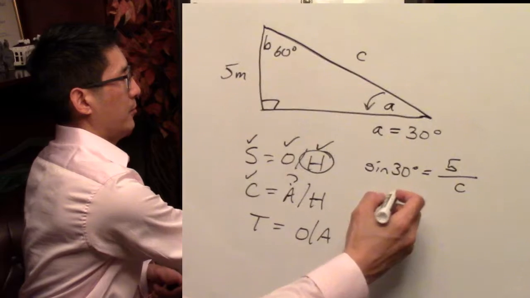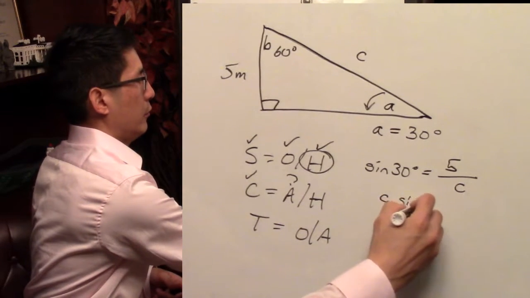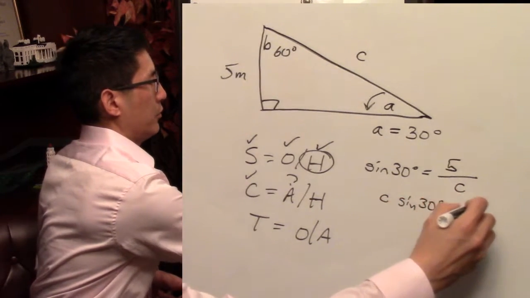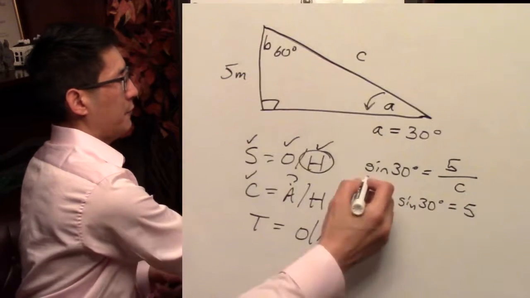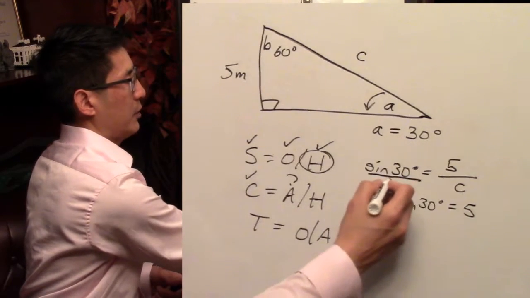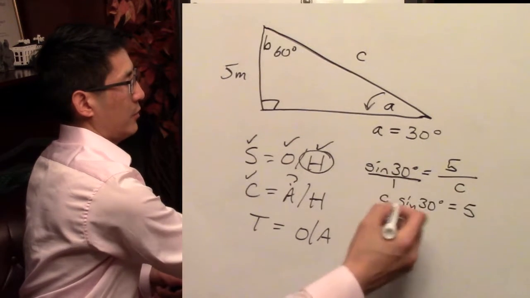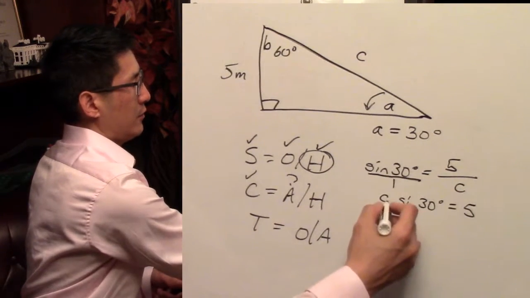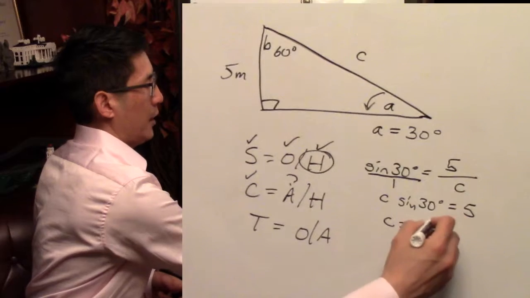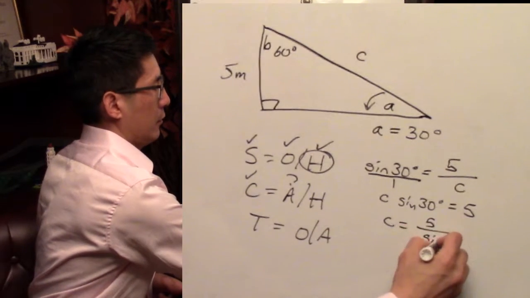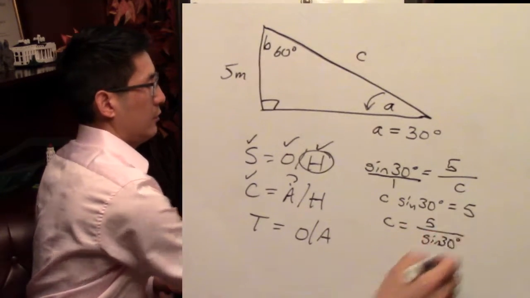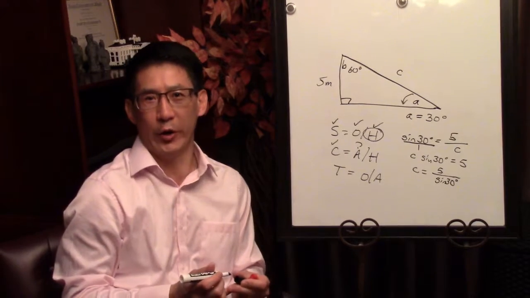C sine 30 equals 5. Cross multiply. Never forget that this value by itself is simply that number divided by 1. 5 times 1 on one side, C times sine 30 on the other side. To get C by itself, C now equals 5 divided by sine 30 degrees. And as they say in Latin, quod erat demonstrandum.